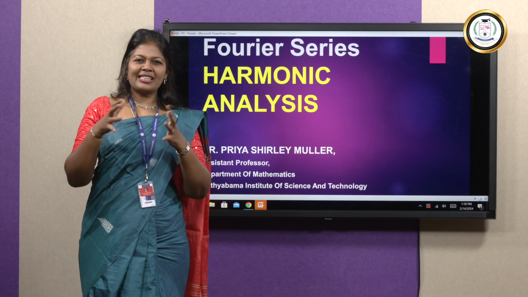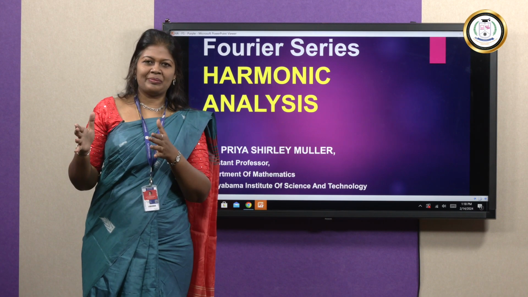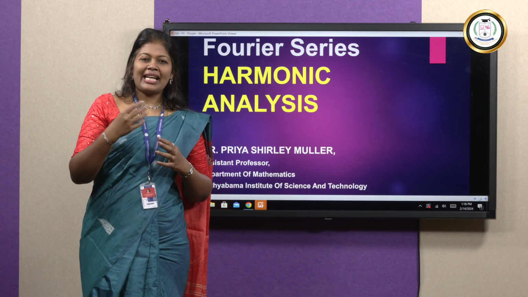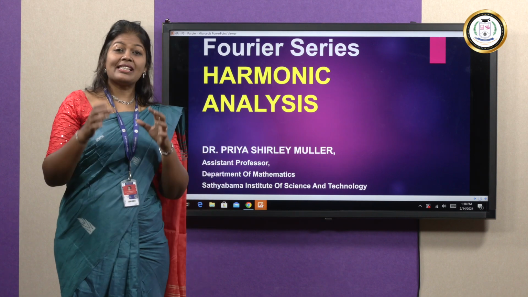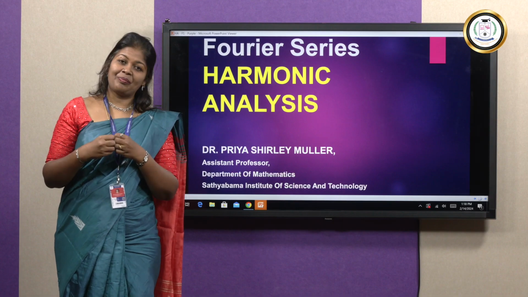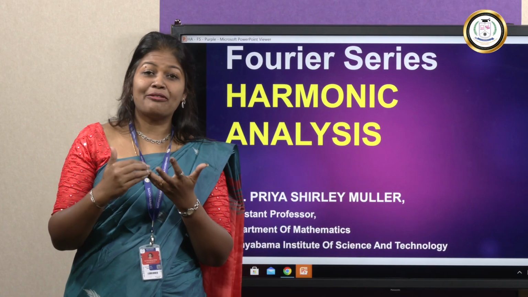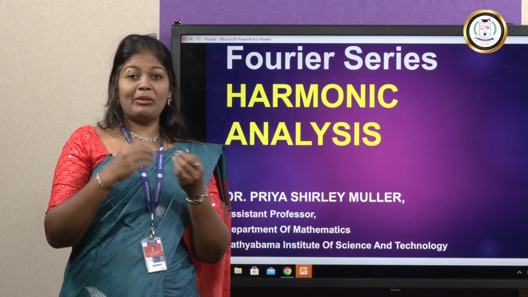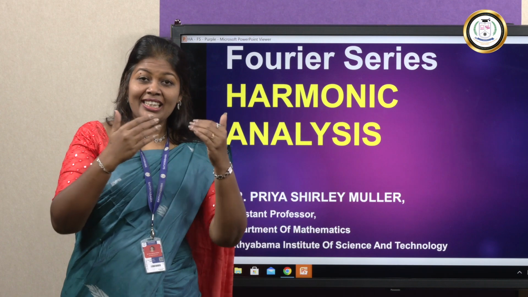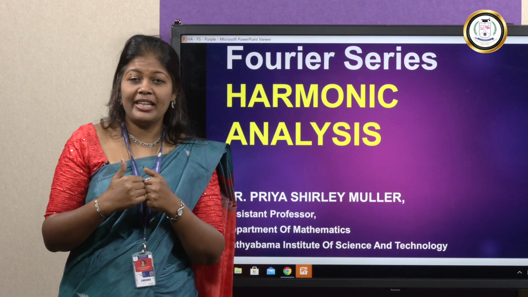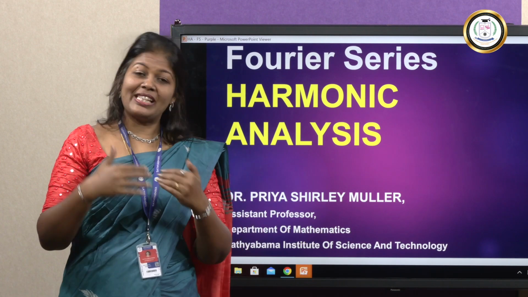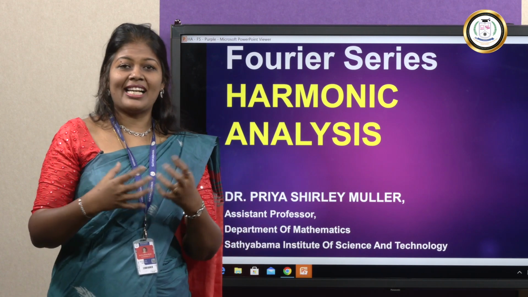Fourier series is basically an infinite series. Any function f of x defined in a general interval c comma c plus 2l can be expressed as a Fourier series if it satisfies a set of conditions, called the Dirichlet conditions. A function has to be single valued, well defined, periodic, piecewise continuous, and have a finite number of maxima and minima. Only when f of x satisfies the Dirichlet conditions can it be expressed as a Fourier series.